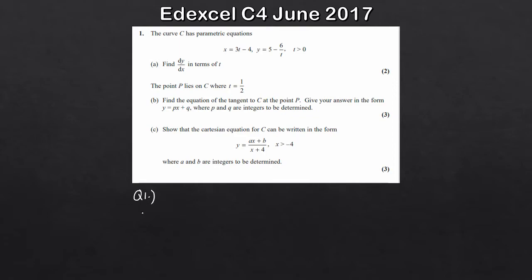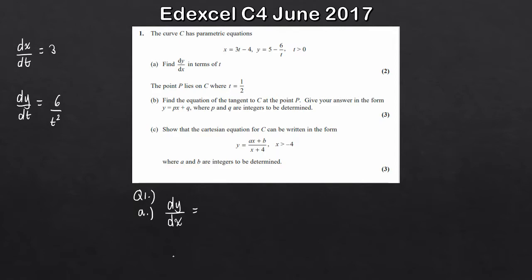So question 1 here. To find dy by dx, what we require here is the derivative of x with respect to t and the derivative of y with respect to t. So if we calculate them separately, if you just differentiate dx by dt, that's just 3. And if we calculate the derivative of y with respect to t, well, that's just the derivative of essentially minus 6 over t. And if you work that out, you'd get positive 6 over t squared, okay, or 6t to the minus 2.